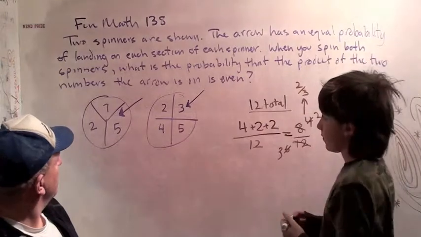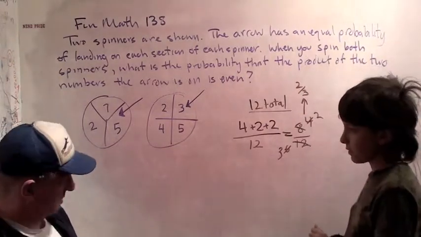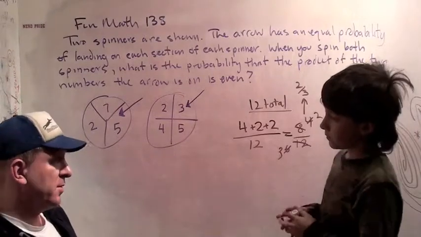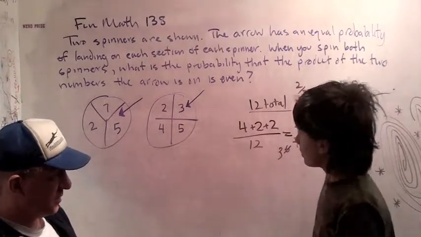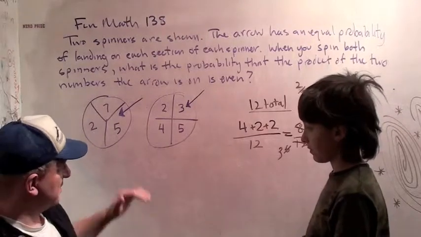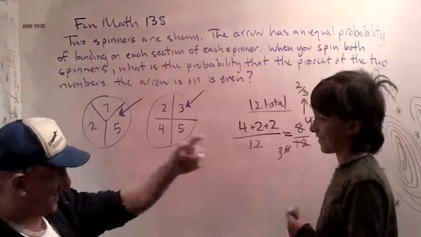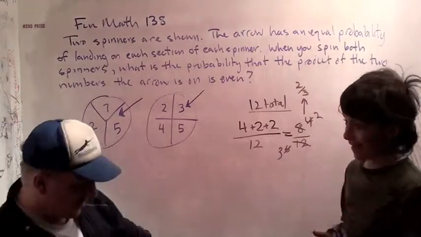So what is the probability that the product of the two numbers on the arrows is even? 2 out of every 3 times. 2/3. Do you know what 2/3 is as a percent, by the way? It's about 66%. Okay, it's 66.666666. Okay, so keep going. Okay, hey, good job.